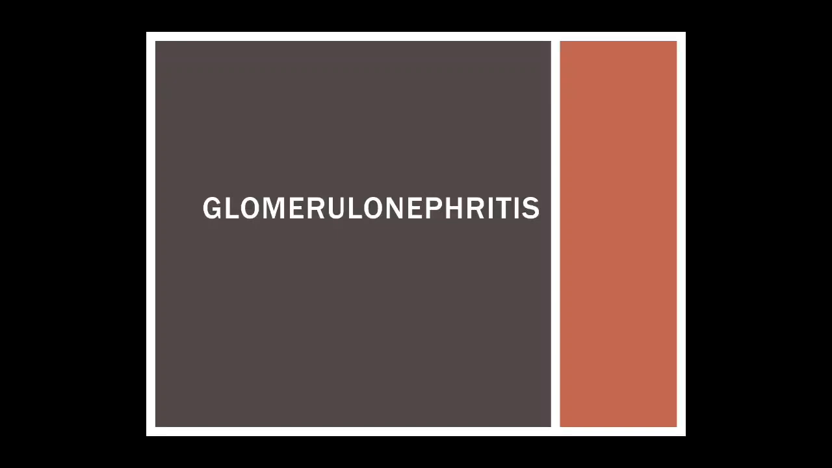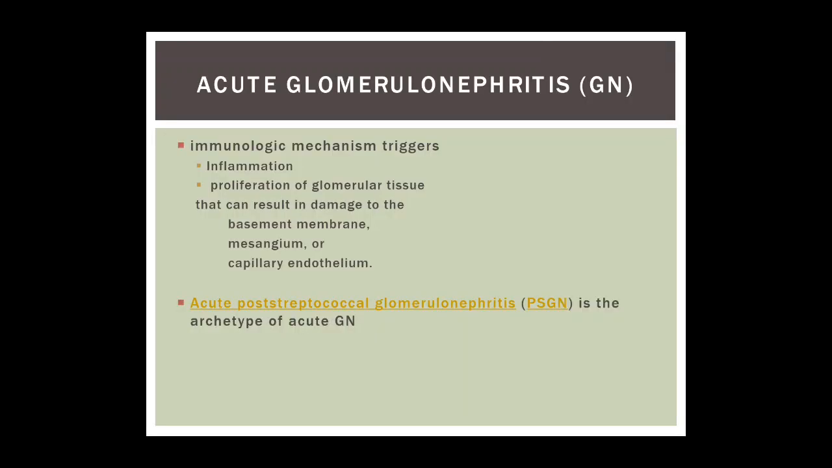Everyone, I'm going to talk to you about acute glomerulonephritis today. Acute glomerulonephritis is an immunological mechanism that is triggered by some kind of inflammation, which leads to proliferation of glomerular tissue, and it can result in damage of the basement membrane, mesangium, or the capillary endothelium.